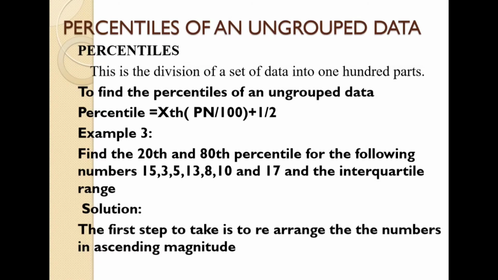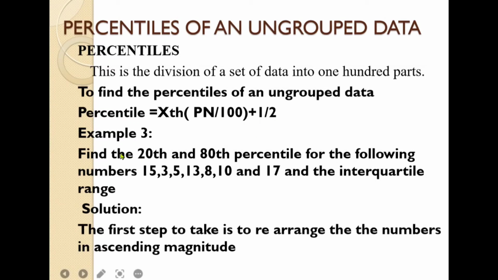We move on into the percentiles for ungrouped data. As earlier stated, percentiles divide a data set into 100 equal parts. So to find the percentiles of ungrouped data, it is the percentile in question, times n, divided by 100, plus half.